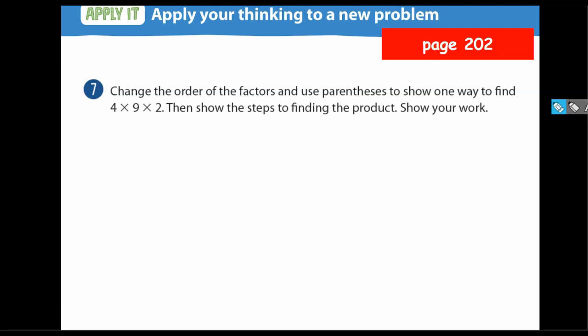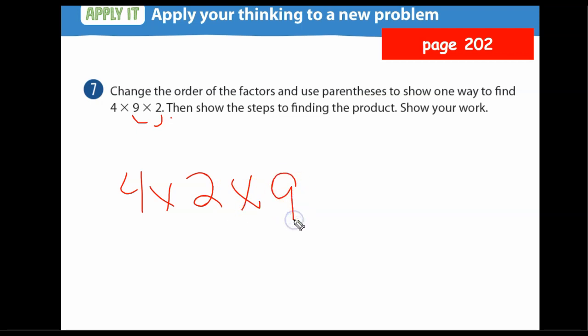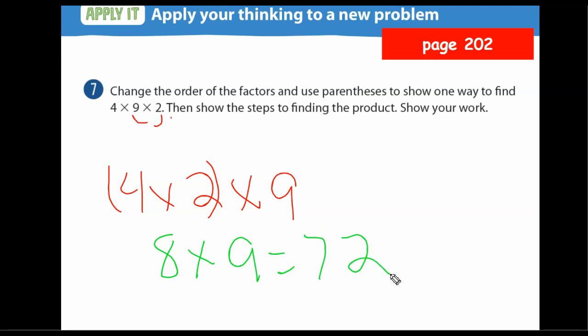Okay, so with this problem, it says change the order of factors. I need to maybe switch these two numbers right here, so I can get 4 times 2 times 9. Then it says use parentheses. Well, I'm going to multiply these two first. What's 4 times 2? 8. So now I have 8 times 9. Could use a little finger trick, right? So what's 8 times 9 then? 72. A lot easier than multiplying 2 times 9, which is 18, times 4.